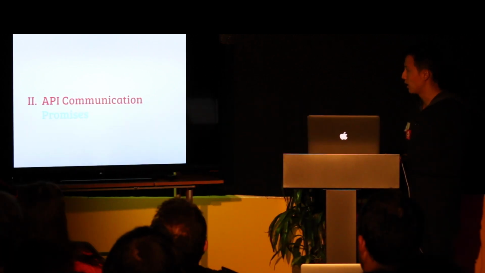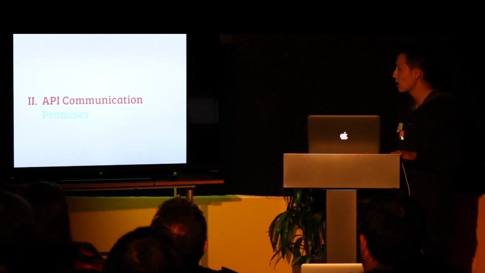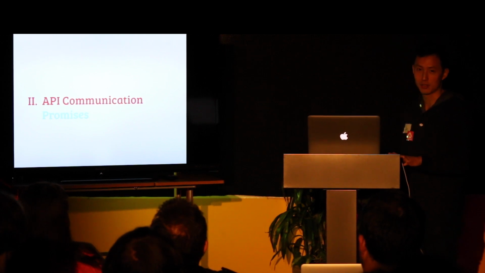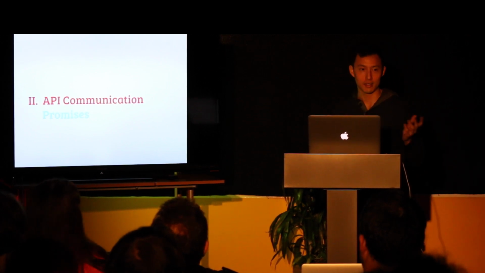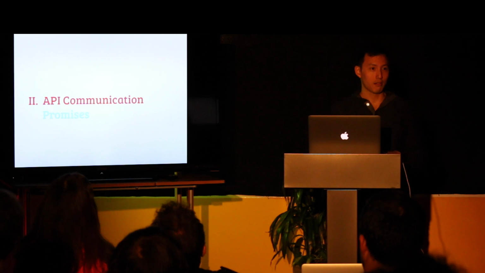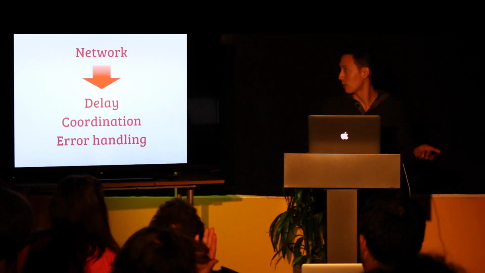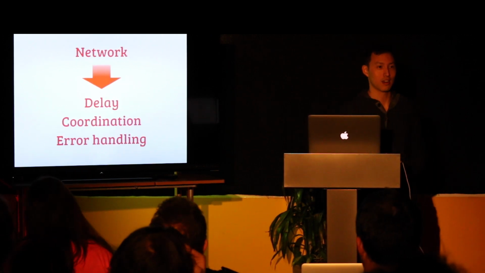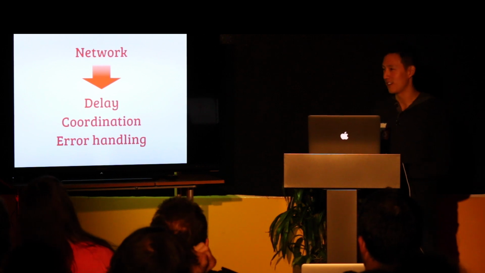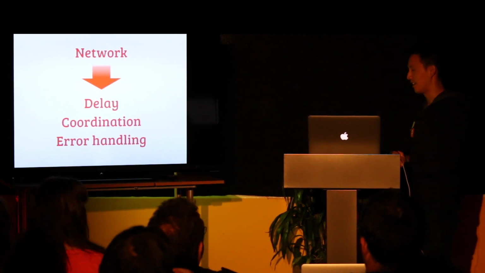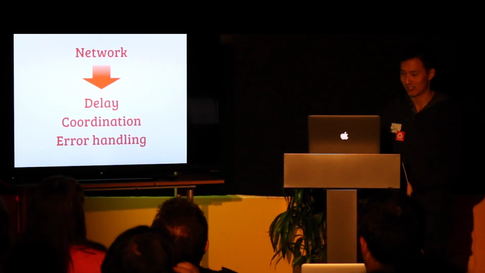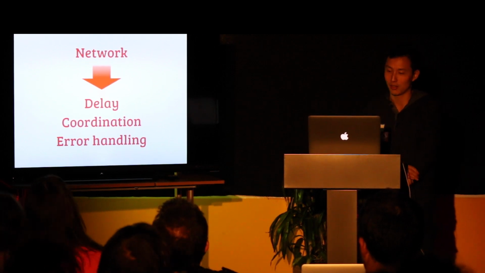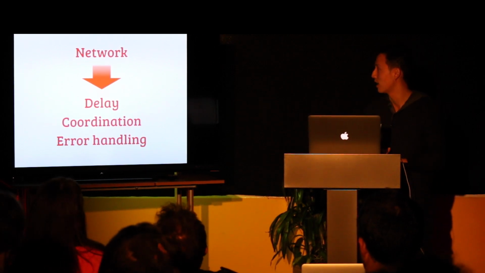The second thing I want to talk about is promises. So we all have to deal with APIs, of course. Our apps don't live in isolation. We have a backend to talk to. And whenever we have a backend to talk to, we have to deal with the network, right? And the network is great. It has lots of delays. You have to coordinate asynchronous calls. And when there are errors, you have to handle them. It's a joy to work with. But it's a fact of life. Life sometimes is just like this.